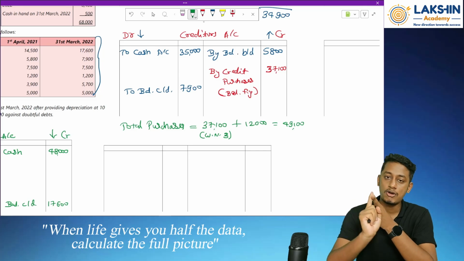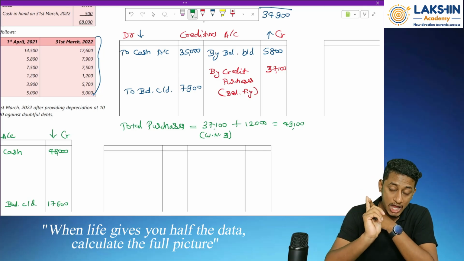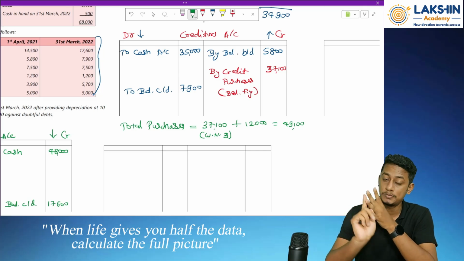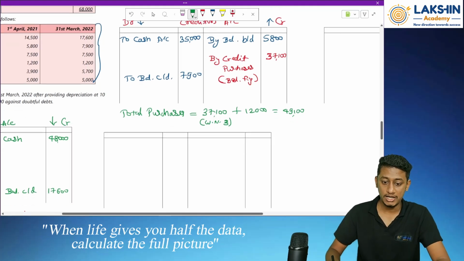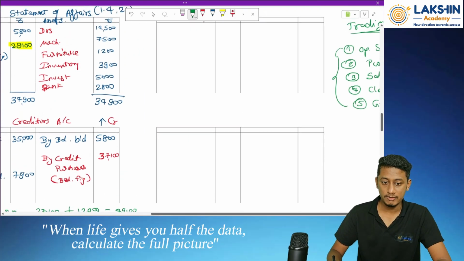So I have got the total purchases, total sales. Opening stock is given, closing stock is given to me. Everything is found out then. Okay, now we need to prepare what? Trading account. Now I will prepare the trading account.